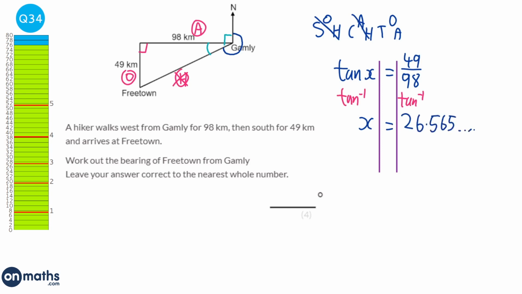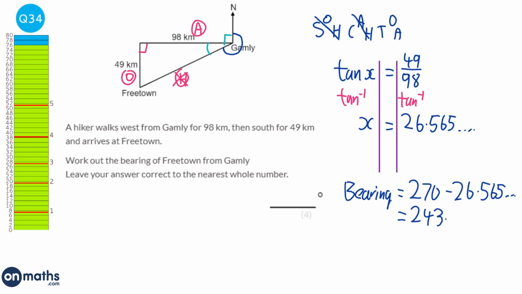which is 26.565, and so on. Okay, so we know that the whole of the way around up until this point is 270 because we've got this 90 degree left. So what I'm going to do now is we're just going to work out the bearing. So bearing, we're just going to do 270, take away the 26.565, and that gives us 243.434. It says it wants it to the nearest whole number, so that's going to be 243.